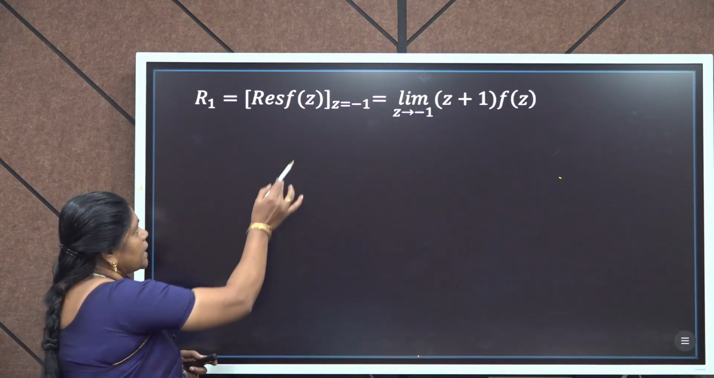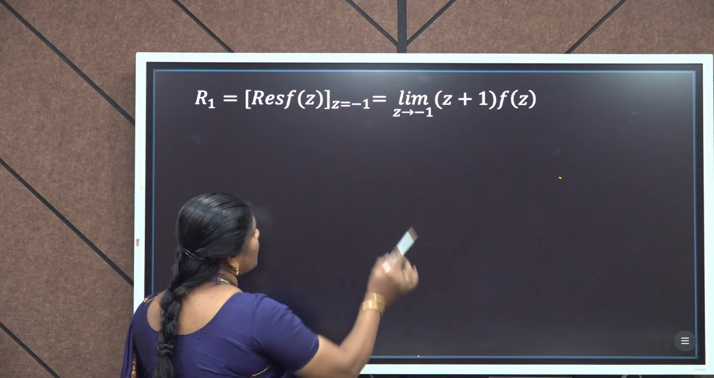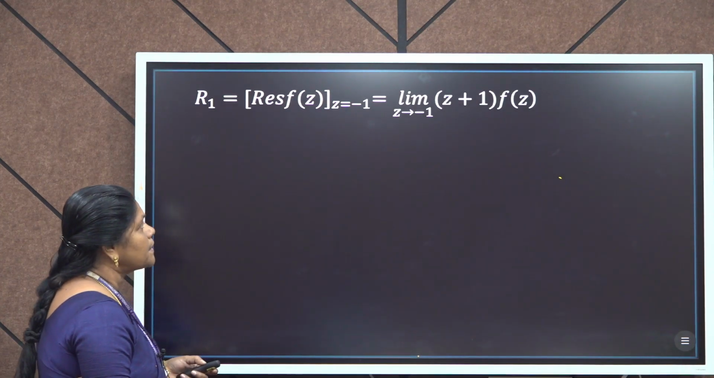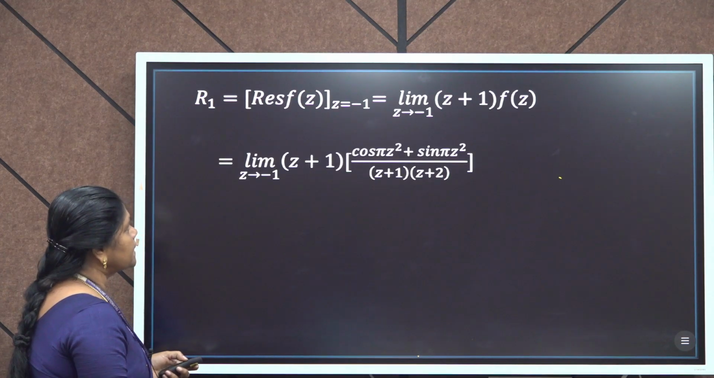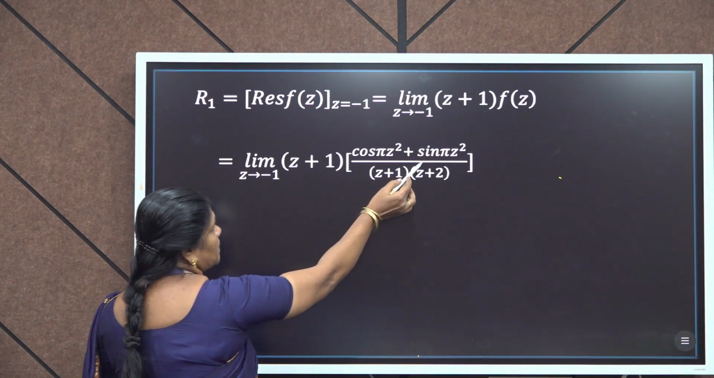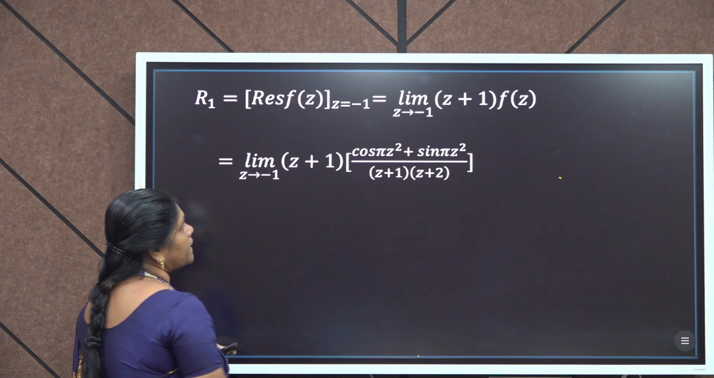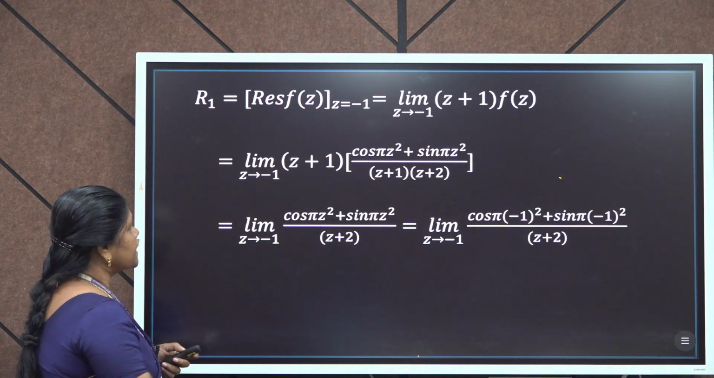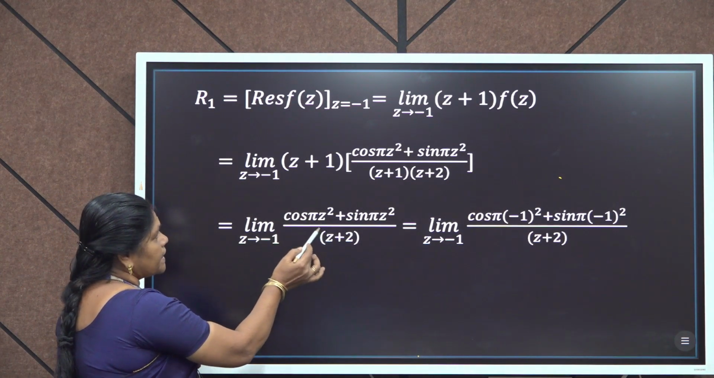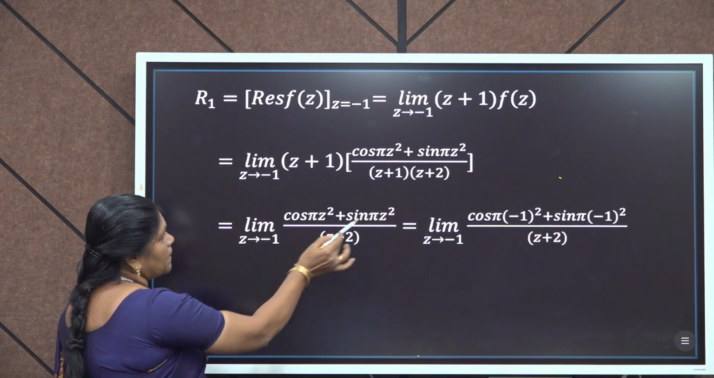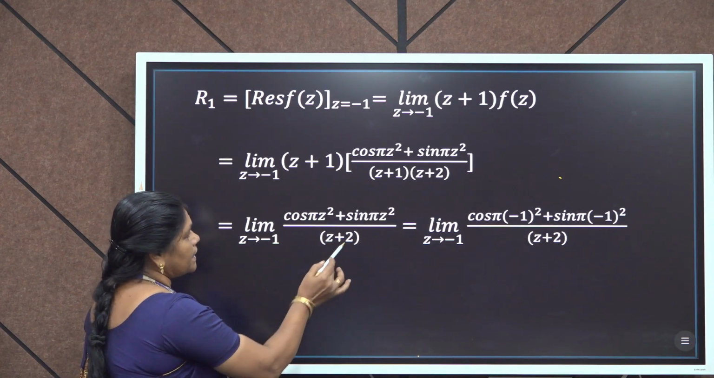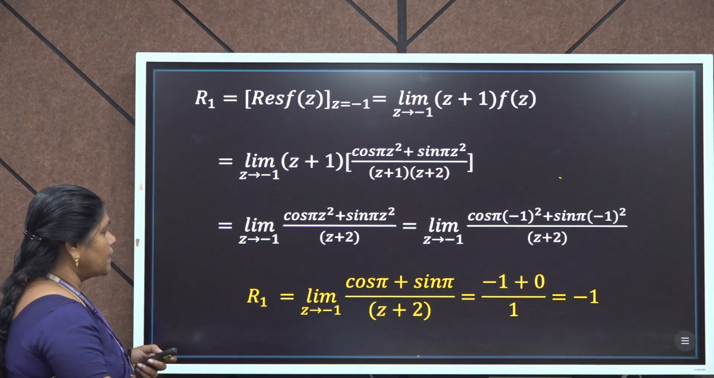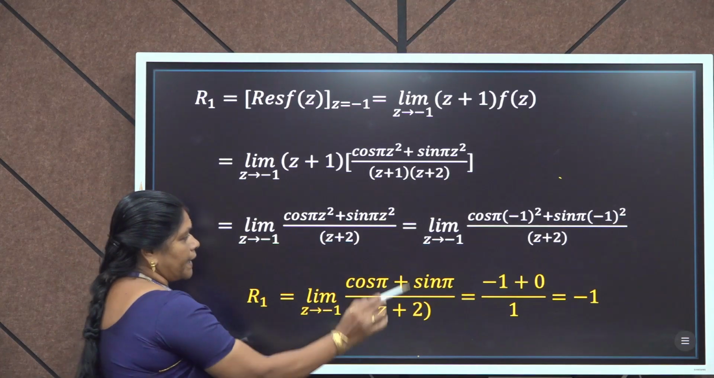R1 is equal to the residue of f(z) at z = -1, that is equal to the limit as z tends to -1 of (z+1) f(z). Now, substituting f(z), that is (cos πz² + sin πz²) divided by (z+1)(z+2), cancelling z+1 and z+1 and substituting z = -1, we get (cos π + sin π) divided by (-1+2), that is 1. Therefore, we get R1, that is the residue, equal to -1.